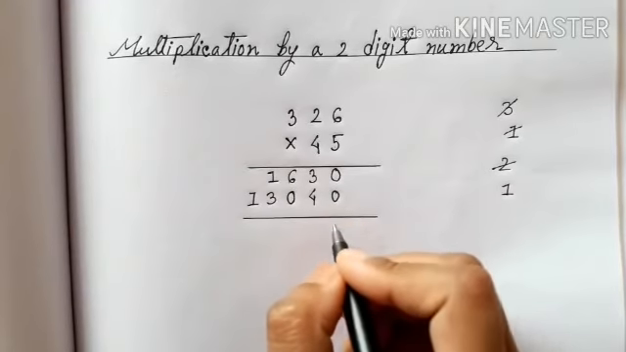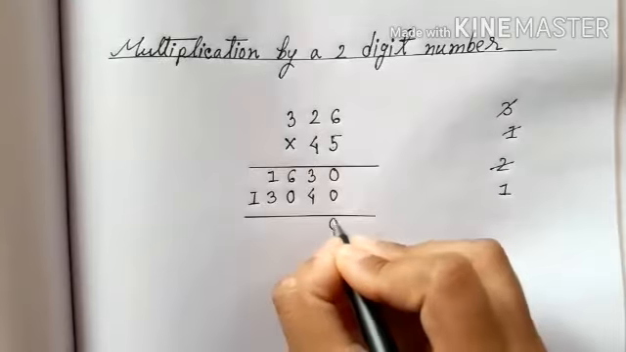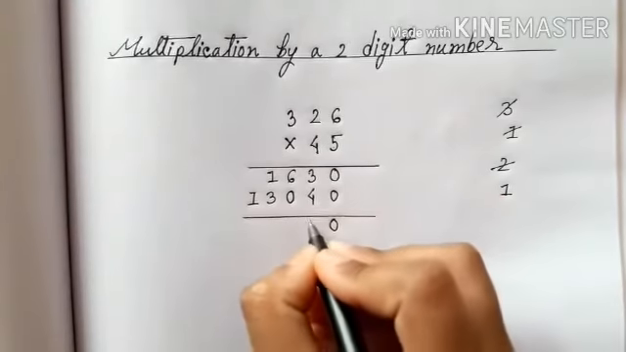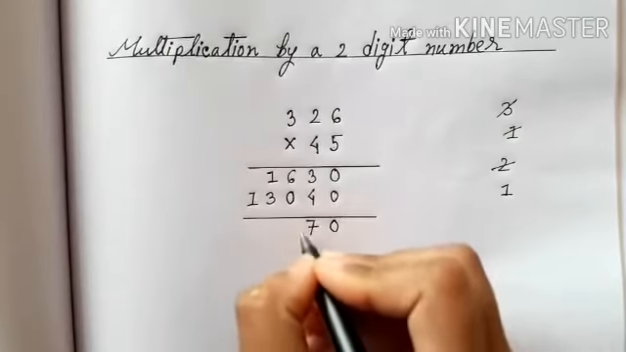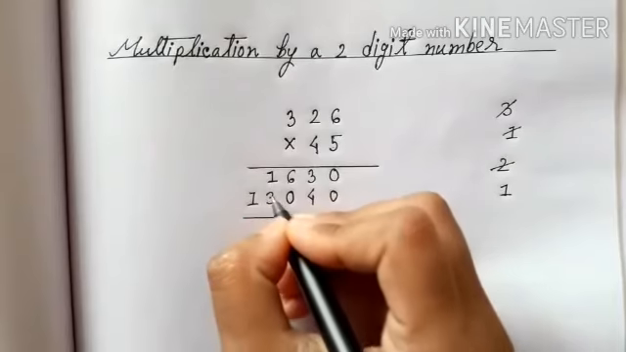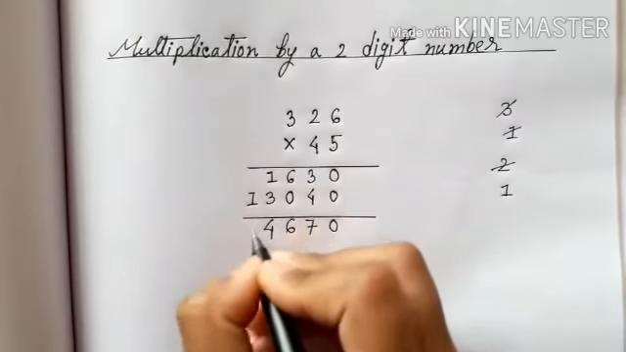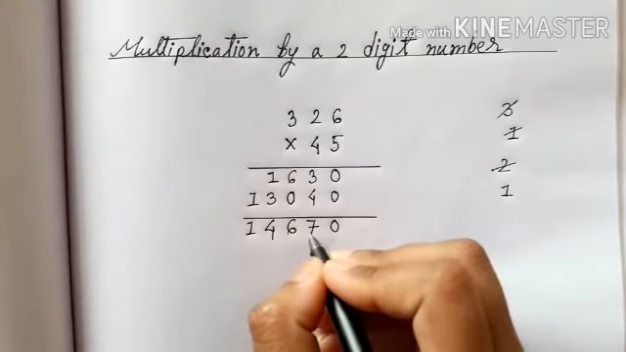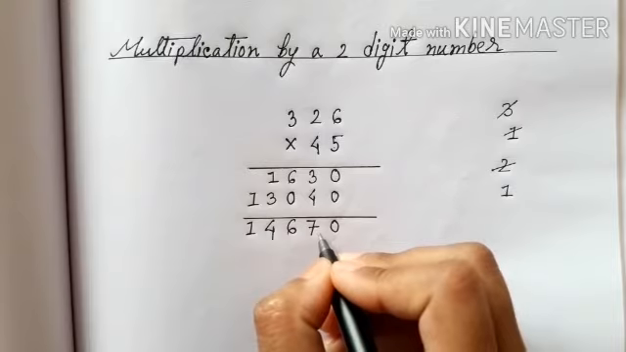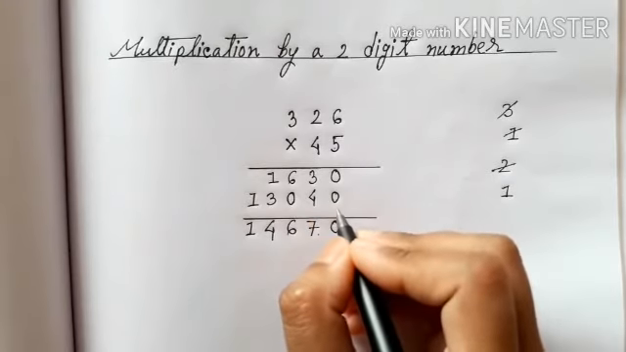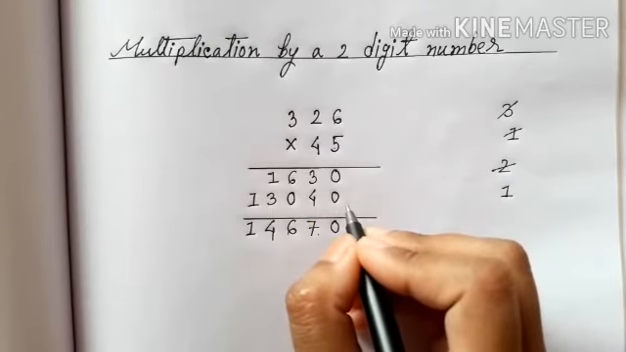Now add this. 0 plus 0 equal to 0. 3 plus 4 equal to 7. 6 plus 0 equal to 6. 1 plus 3 equal to 4. 1. So this is the answer. This is how we have to multiply a number by a two-digit number.